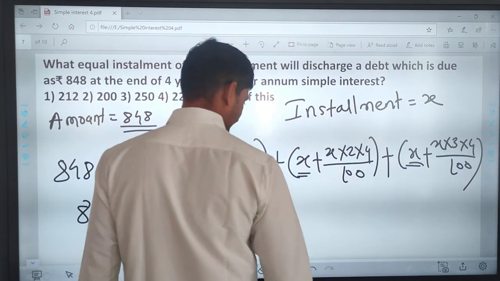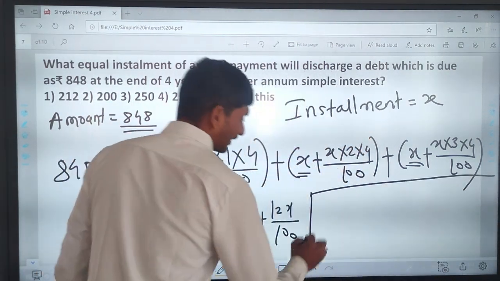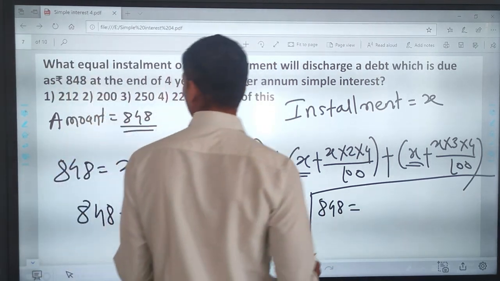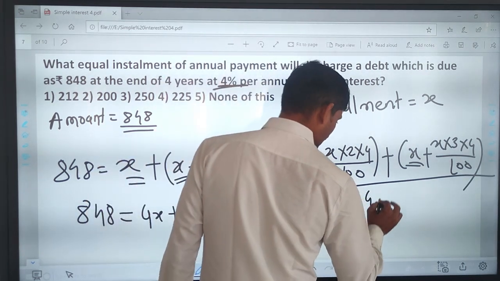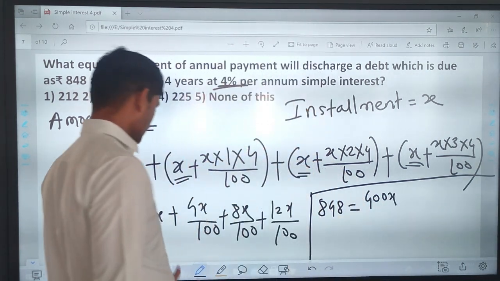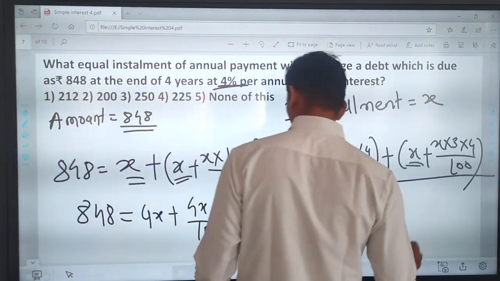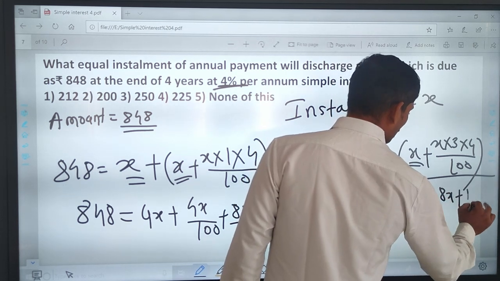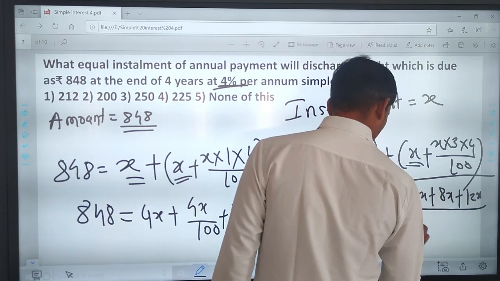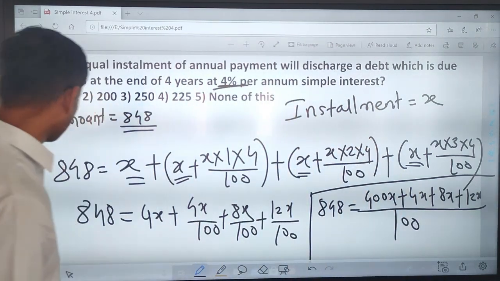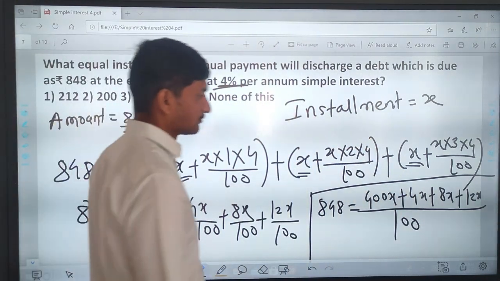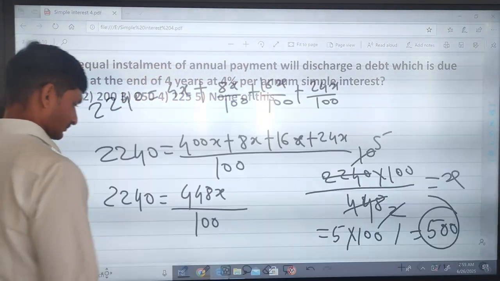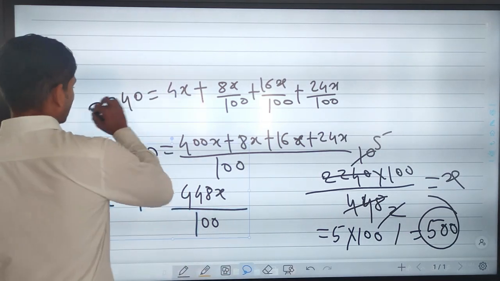Now here we write 848 is equal to 4x. Here the denominators are made equal, remember. 400x plus 4x plus 8x plus 12x divided by 100. Now here we solve this equation. 424. Now here we solve this equation.